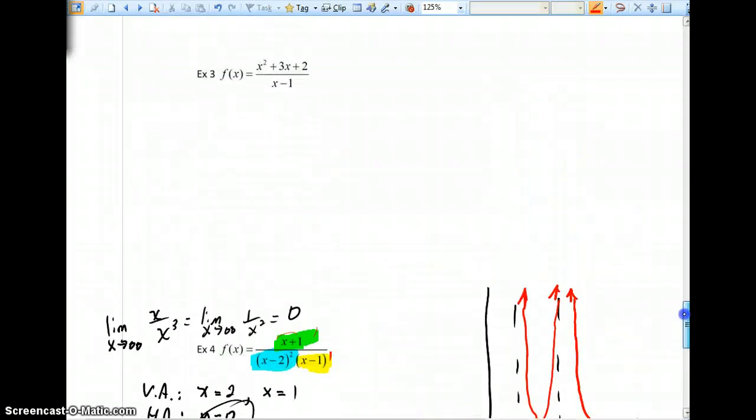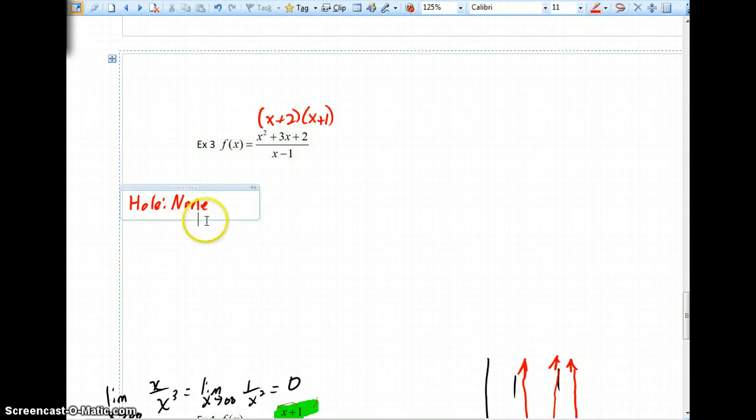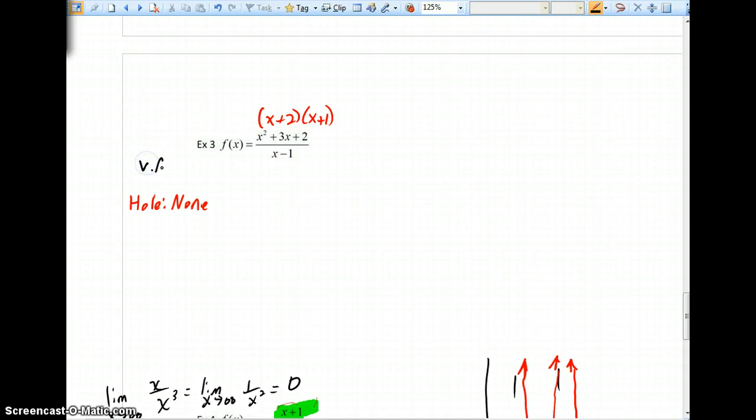Take a look at example 3 with me just very briefly. For example 3, of course, we could factor the top into x plus 2, x plus 1. I just want to make a quick comment that there's no hole. Nothing is canceled out. You can say, well, what about a vertical asymptote? Well, there's only one vertical asymptote here, only one term down below. Set that equal to 0, you'd get x equals 1.